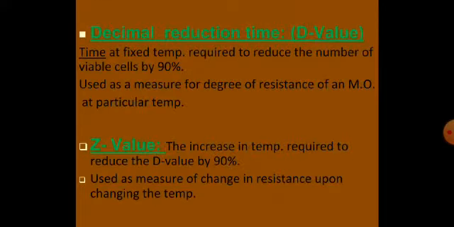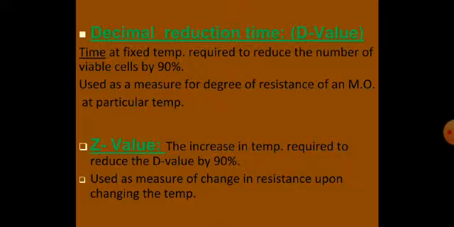Another expression is the decimal reduction time, or D value. This is the time at fixed temperature required to reduce the number of the viable cells by 90%, and it is much more applicable to reduce the number of viable organisms by 90%. This is because of the presence of heat-resistant bacteria, as we said before, in the deviation from this curve.